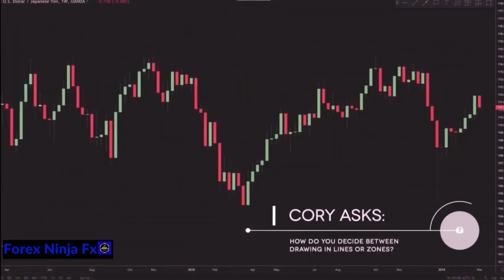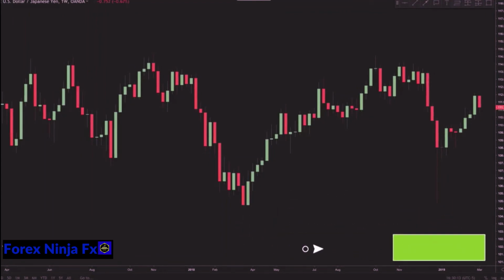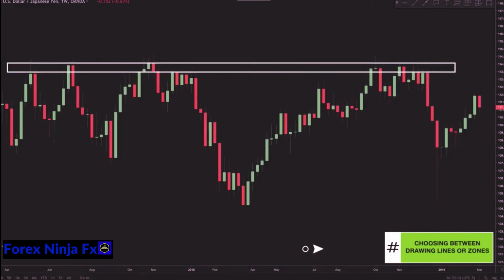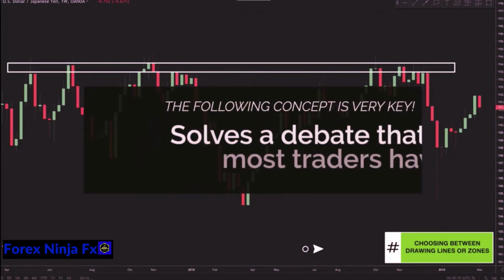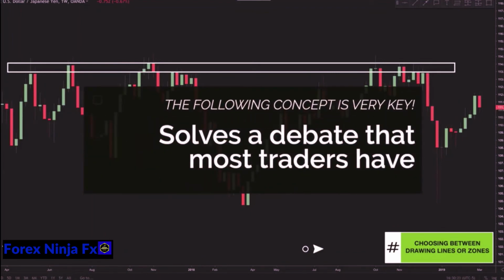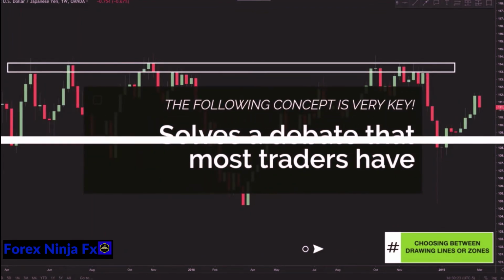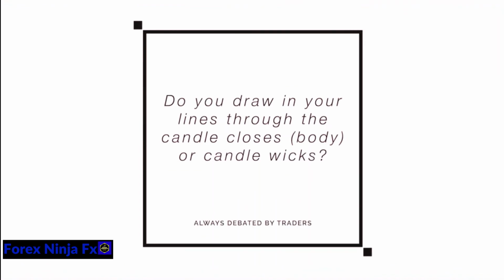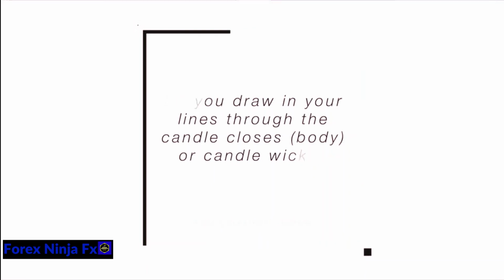So another question we always get asked is, how do you know when to draw in lines or zones? So here is the dollar yen. Along the top, you should be able to spot this key level of resistance here. Now, the concept we're about to show you also helps solve another debate that most traders have, which is, do you draw in lines at the candle closes, or do you draw your lines in through the candle wicks?